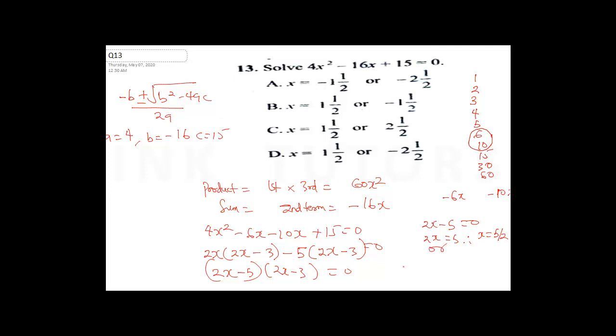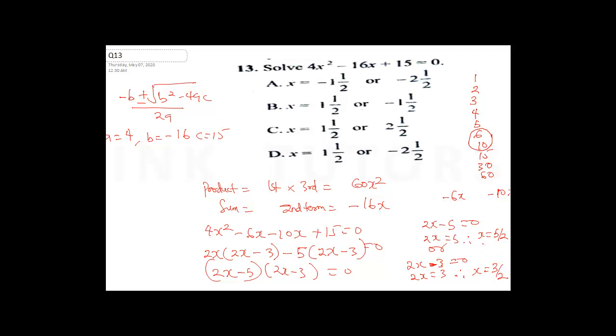Or you say 2x minus 3 is equal to 0. 2x is equal to 3. Therefore, x is equal to 3 over 2. So that means our answer is 5 over 2 or 3 over 2.